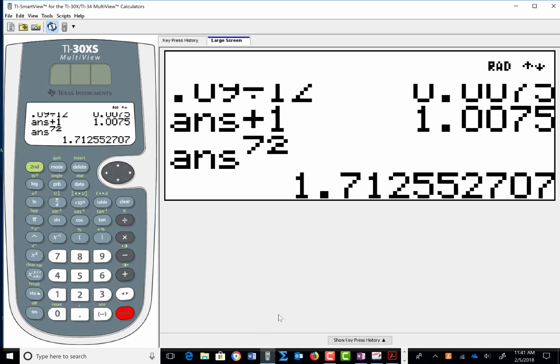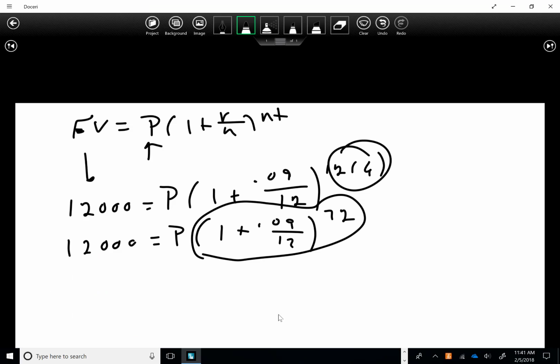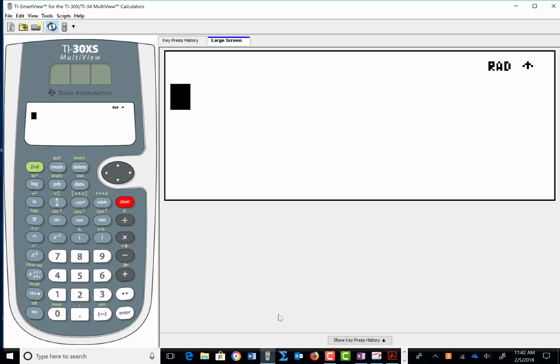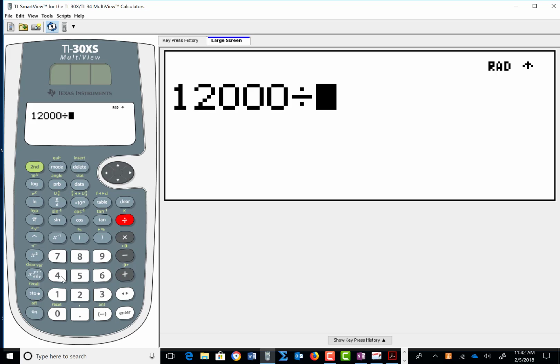So let's see. If I round on that one, what I have now is P times 1.71. And I've just rounded. Now, in order to get the P by itself in algebra, what you have to do is divide by the number sitting beside the letter. So you would take your calculator and type in 12,000 divided by 1.71.